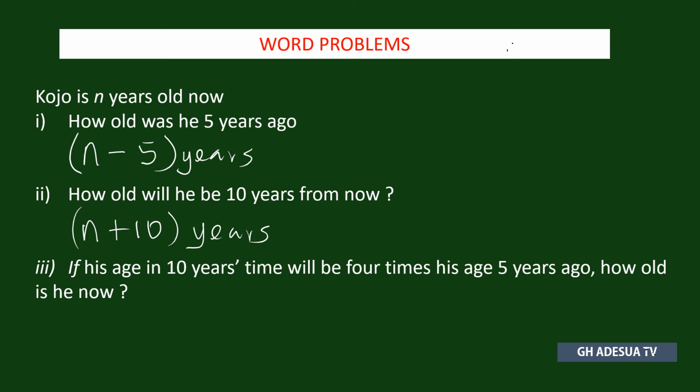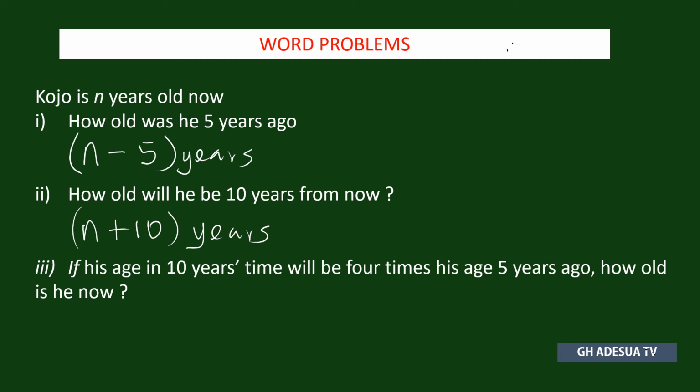Then the final question. If his age in 10 years time will be 4 times his age 5 years ago, how old is he now? Now this is an equation. It's an equation because we are comparing his age in two different instances. That is, if his age in 10 years time is equal to 4 times his age 5 years ago, how old is he now?